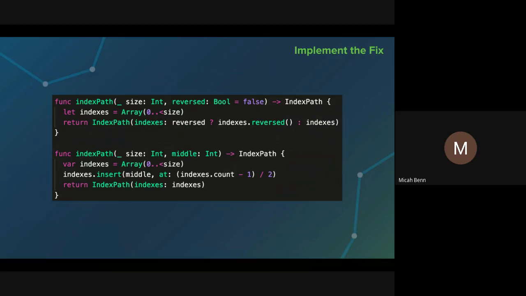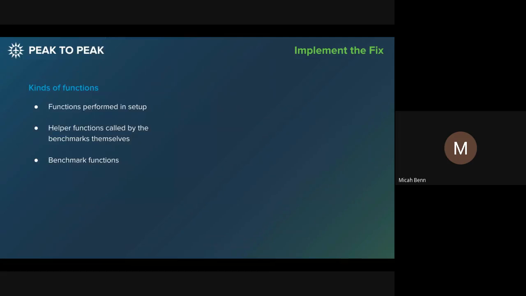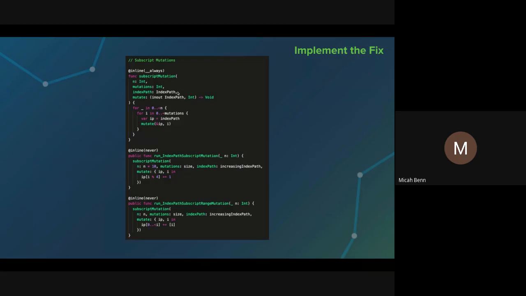These functions help us set up those global variables, and that leads me to my next point, that I found out that there are different kinds of functions. So your functions performed in the setup, your helper functions called by the benchmarks themselves, then the benchmark functions. And that's important because you see here we have our inline attributes. Inline always the benchmark helpers, and then inline never the benchmark functions.